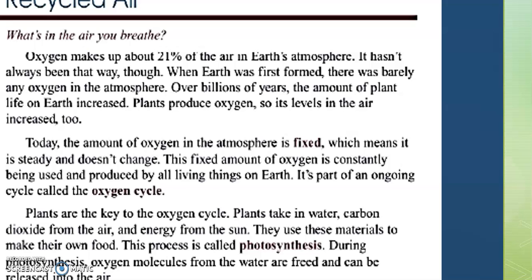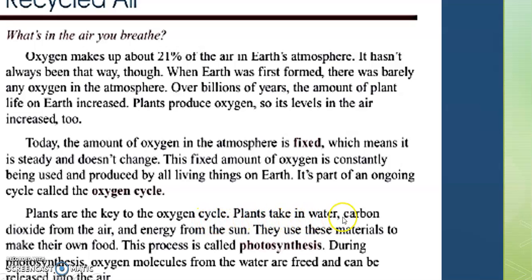And it's important to understand that plants produce oxygen. This is the most important part of the topic. Plants produce oxygen, so its level in the air increased too. Today, the amount of oxygen in the atmosphere is fixed, which means it's steady, it doesn't change. So in conclusion, the oxygen cycle, right, is produced by the plants, and in the water, in the oceans, we have oxygen too. Animals and humans, we need oxygen to survive. Without plants, we are not going to survive. For that reason it's important to take care of the plants and take care of the trees. Plants are the key to the oxygen cycle.